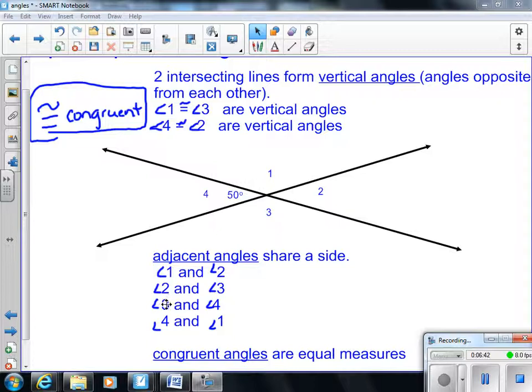So I just want to point out, too, that adjacent angles share a side, but they're not necessarily congruent. Okay, so make sure that you know that they're not congruent. Congruent just means that they have equal measurements. Okay, that concludes our first lesson on angles.